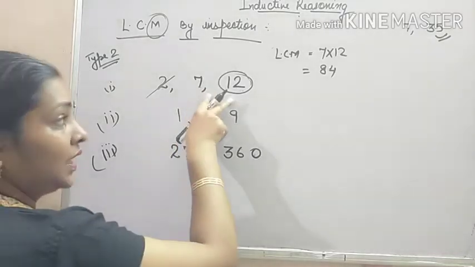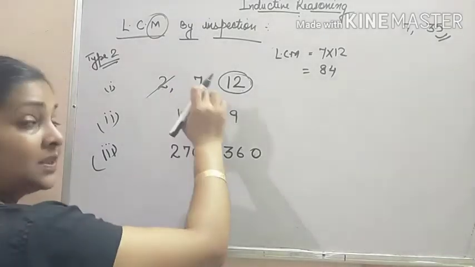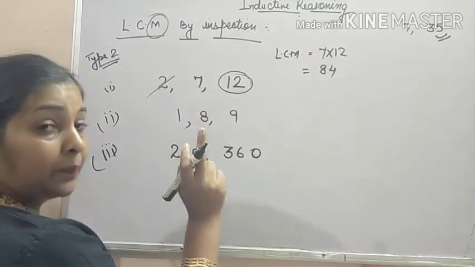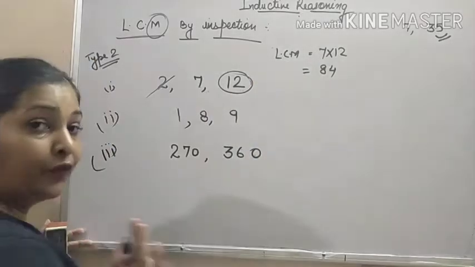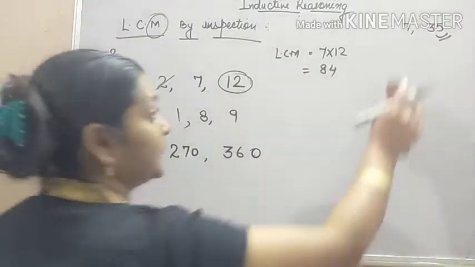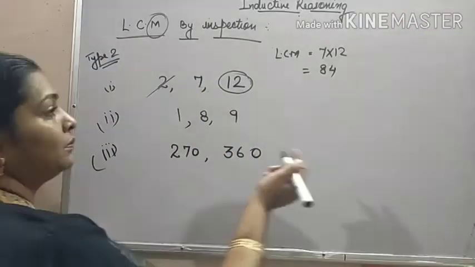But if of the given numbers one is prime and the other is not a multiple of that number, then the LCM will be the product of the two numbers. Is that clear? So let us solve one problem regarding it.